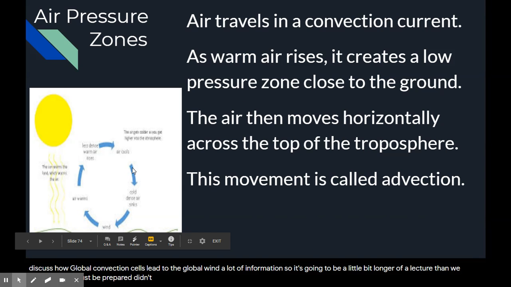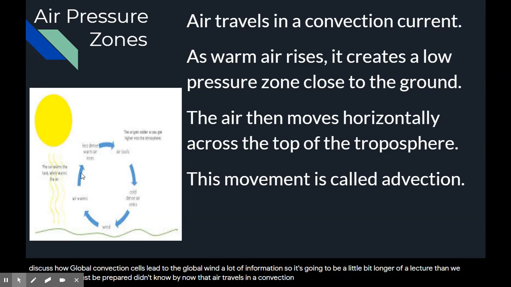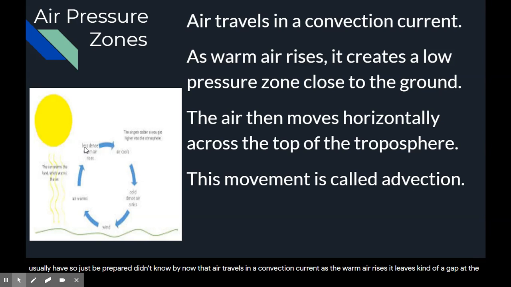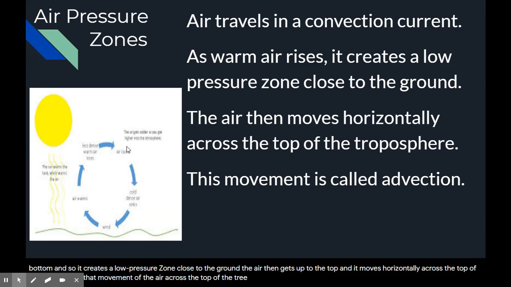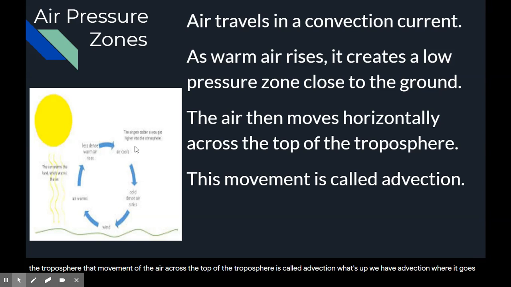So we should know by now that air travels in a convection current. As the warm air rises, it leaves kind of a gap at the bottom, and so it creates a low pressure zone close to the ground. The air then gets up to the top and it moves horizontally across the top of the troposphere. That movement of the air across the top of the troposphere is called advection. Okay, so air comes up. We have advection where it goes across at the top.